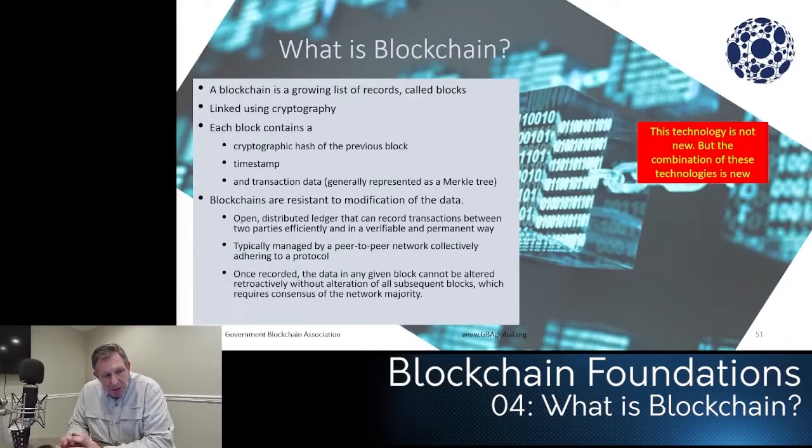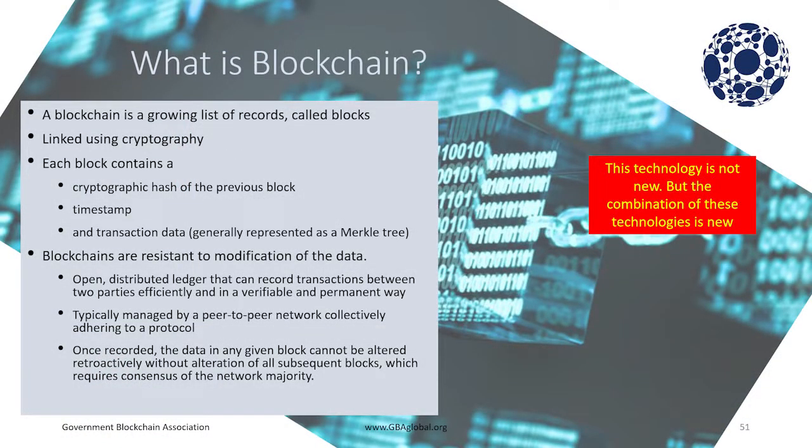In each block, you'll see a cryptographic hash of the previous block. That's the fingerprint we were talking about. You'll see a timestamp, or a date timestamp. And then you'll see the transaction data, whatever information is in that block. So blockchains are resistant to modification of the data. They tend to be open, distributed ledgers that can record transactions between parties efficiently and verifiably in a permanent way. And so, of course, the more nodes or computers you have on the blockchain, the more immutable it is. It's typically managed by a peer-to-peer network collectively adhering to a protocol.